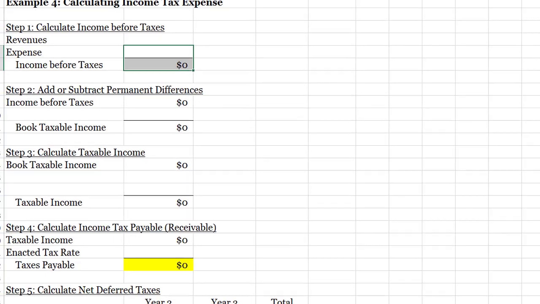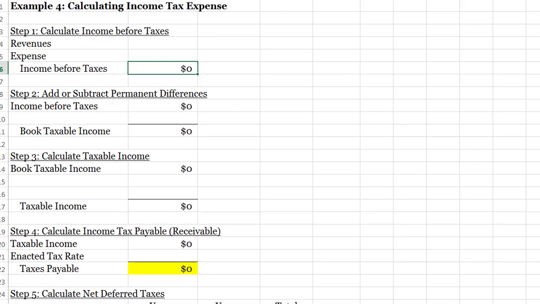We're going to start with income before taxes, and we don't have a revenue and expense number. What we have is the total number, so I'm just going to type that in. We were told it was $100,000. The company has one permanent difference. Did you notice what it was?